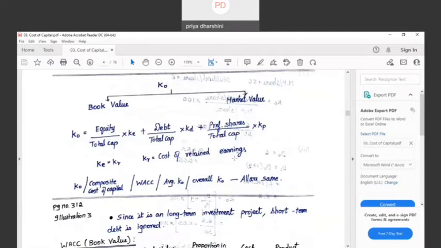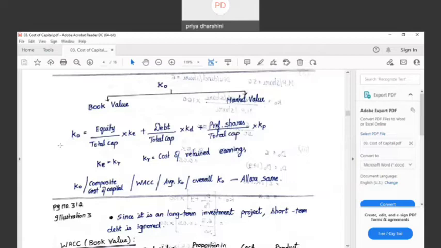It is equity divided by total capital into cost of equity, plus debt by total capital into cost of debt, plus preference share capital divided by total capital into cost of preference shares. What is this equity by total capital? It is weight of equity. This is weight of debt. This is weight of preference shares. So the weight of equity into cost of equity, weight of debt into cost of debt, weight of preference into cost of preference will give you the overall cost of capital.